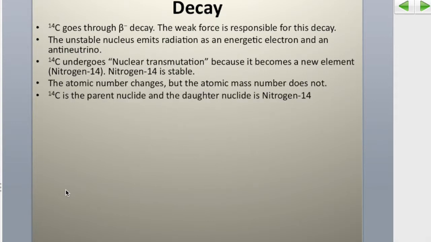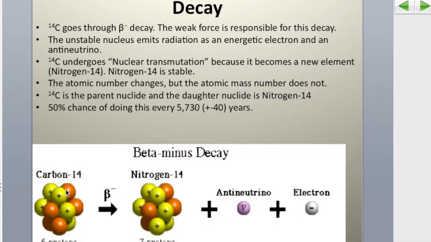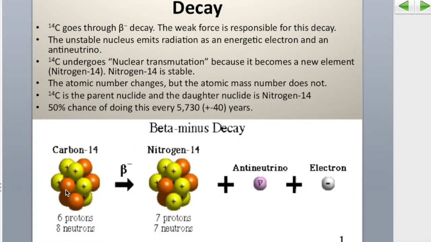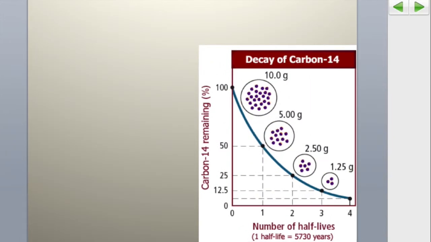Carbon-14 undergoes nuclear transmutation because it becomes a new element, nitrogen-14, with 7 protons. Nitrogen-14 is stable. The atomic number changes, but the atomic mass does not. Carbon-14 is the parent nuclide, and the daughter nuclide is nitrogen-14.